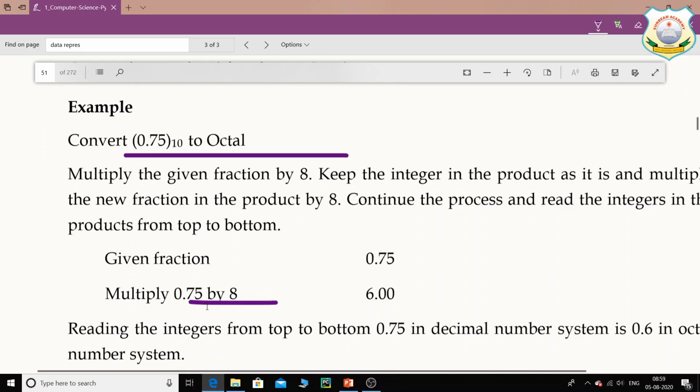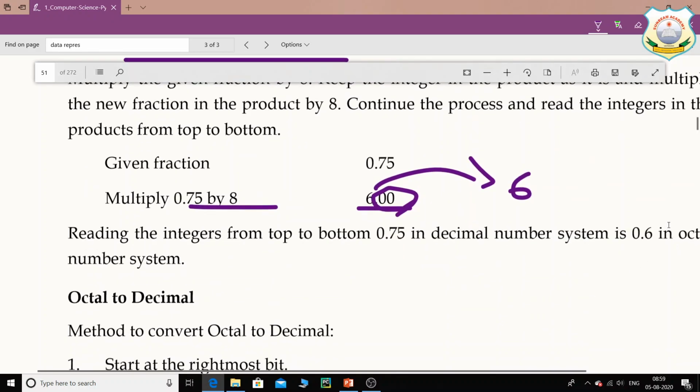So if I multiply 0.7 by 8, it is 6.00. So I'm going to take that 6, and next I don't have anything to do, so I'm going to stop. Answer you can see that is 0.6 over here, right? That's the 6th number that I got.